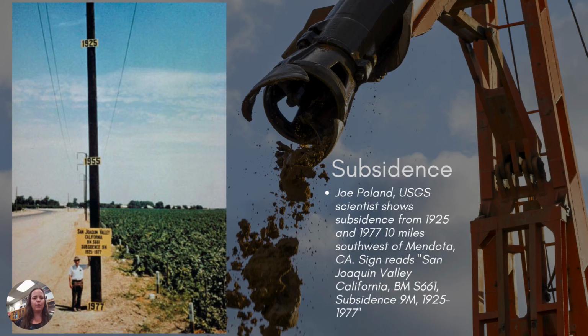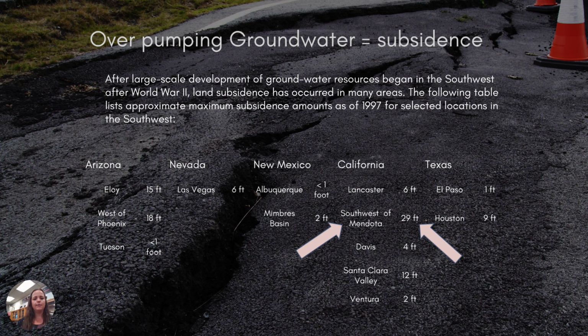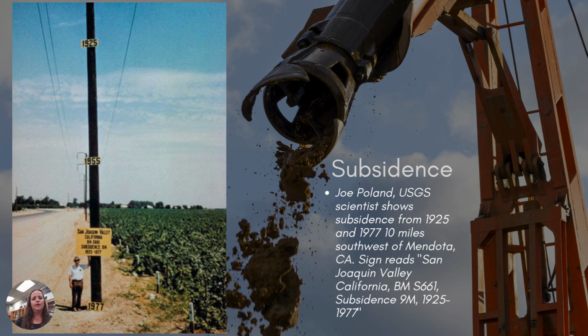Okay, so here's a look at what that looks like in southwest Mendota. Between 1925 and 1977, there was a loss of, it said on this table right here, 29 feet of elevation. So he put that on a pole. That pole wasn't there in 1925, but he put that on a pole to represent it. This is Joe Poland, who's a USGS scientist. It showed you just how much land was lost in this area from subsidence alone.